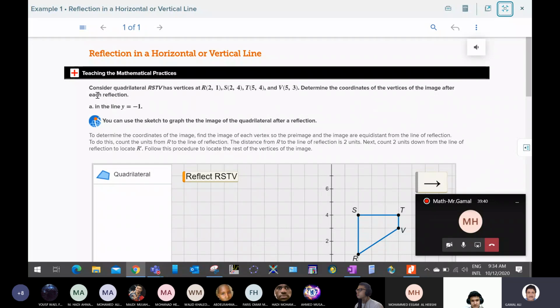Read the question, guys. Consider quadrilateral RSTV, which has vertices at R, S, T, and V. Determine the coordinates of the vertices of the image after each reflection in the line y equals -1.